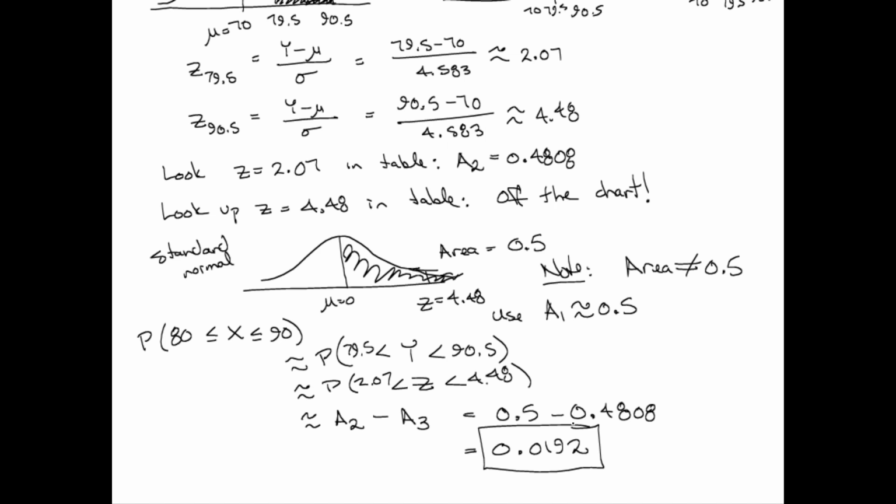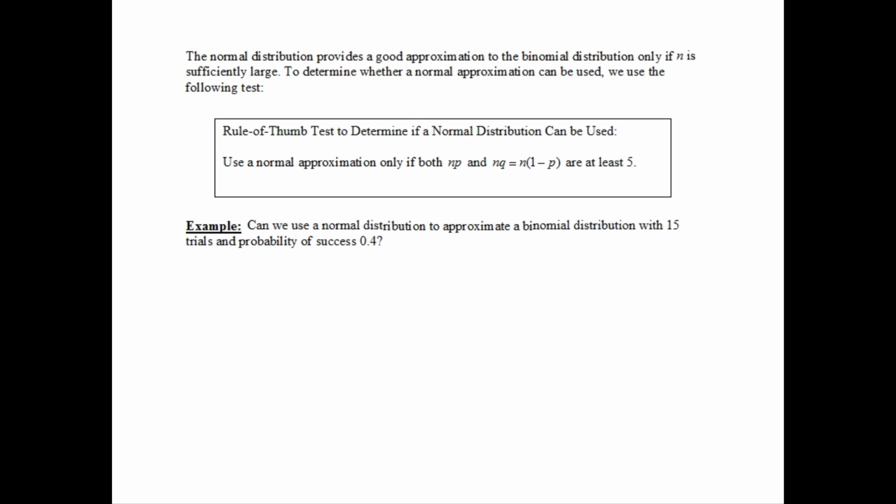99.7%, is within 3 standard deviations of the mean in the normal curve. So here at 4.48, 4.5 standard deviations away from the mean. That is very, very improbable if a variable is truly normally distributed. The normal distribution provides a good approximation to the binomial only if your number of trials is sufficiently large.